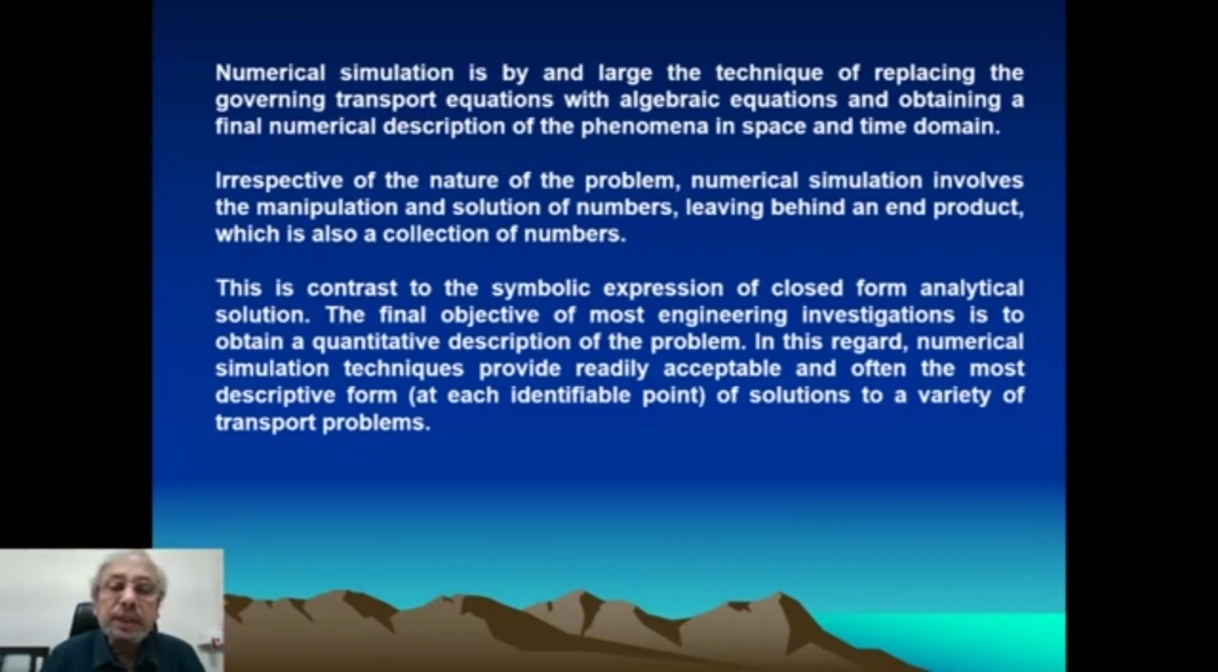The first objective of most engineering investigations is to obtain a quantitative description of the problem. In this regard, numerical simulation techniques provide readily acceptable and often the most descriptive form of solutions to a variety of transport problems. Effectively, you get to know about the solution at each identifiable point in the domain.